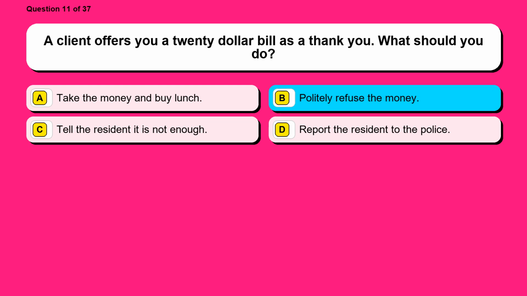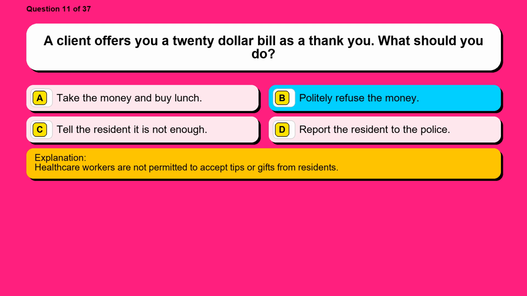The correct answer is option B, politely refuse the money. Healthcare workers are not permitted to accept tips or gifts from residents.